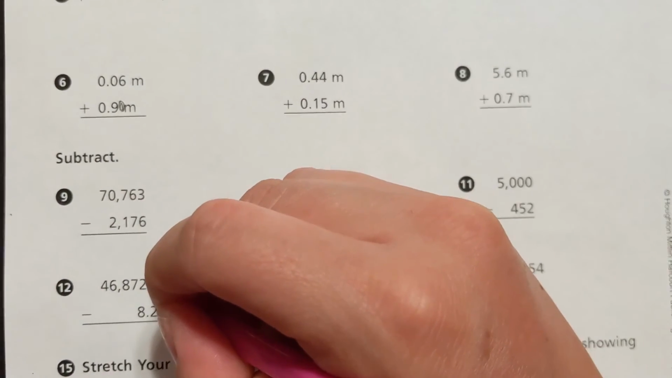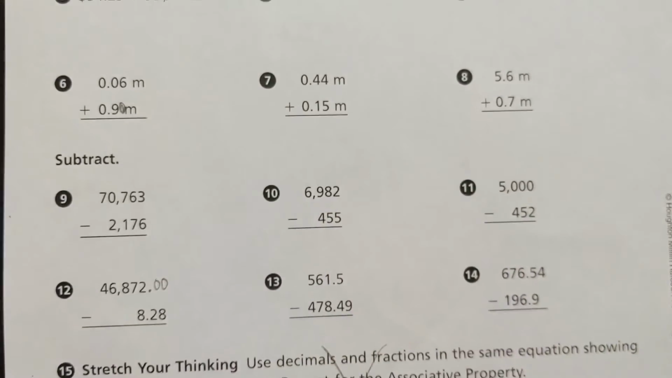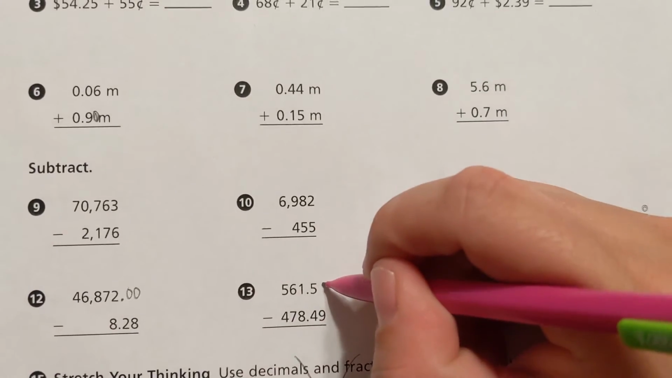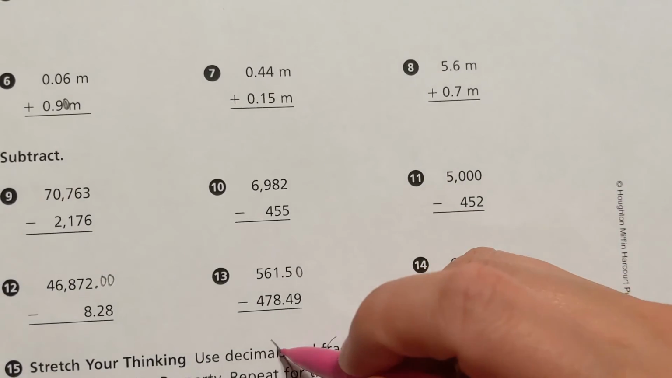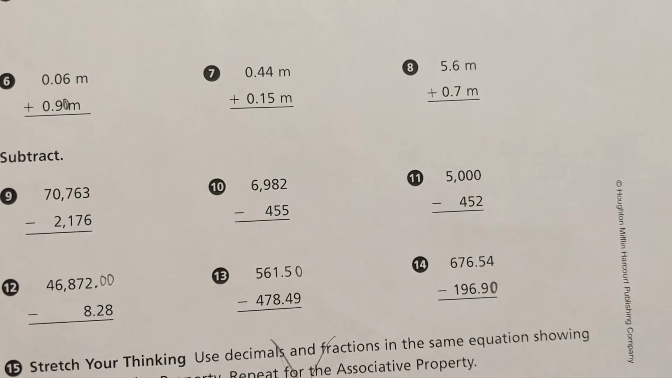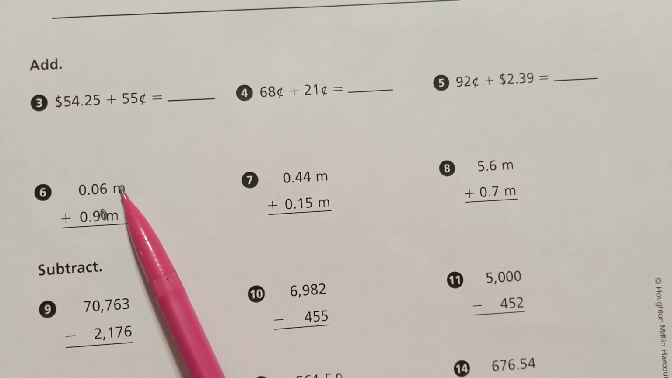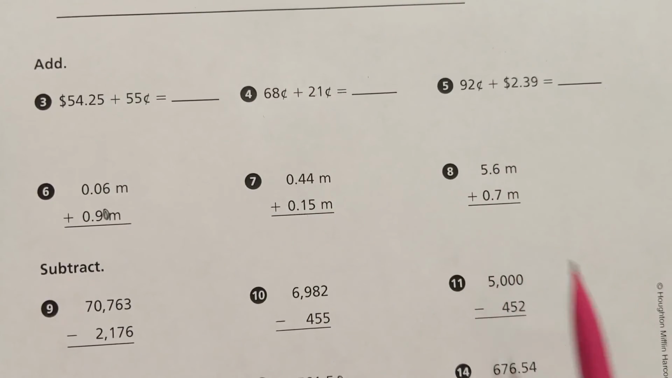You need a decimal and to 0 the heroes. 13, you need to 0 the hero. 14, you also need to 0 the hero down there. And you don't have to do stretch your thinking. Pay close attention to labels and measurements so that you don't get them incorrect.